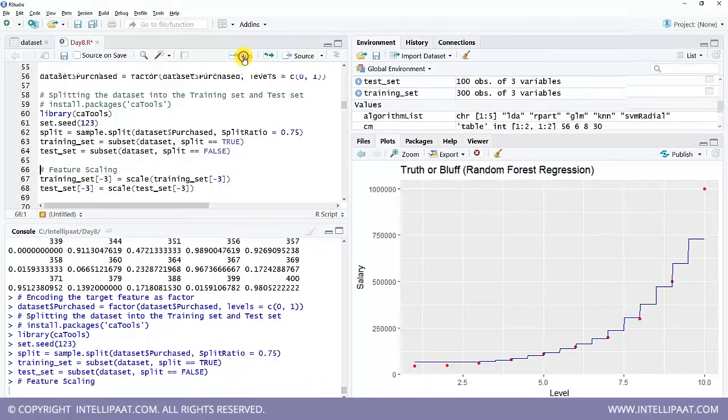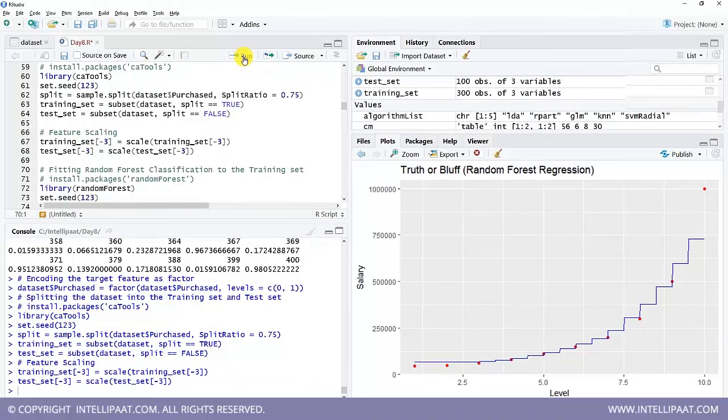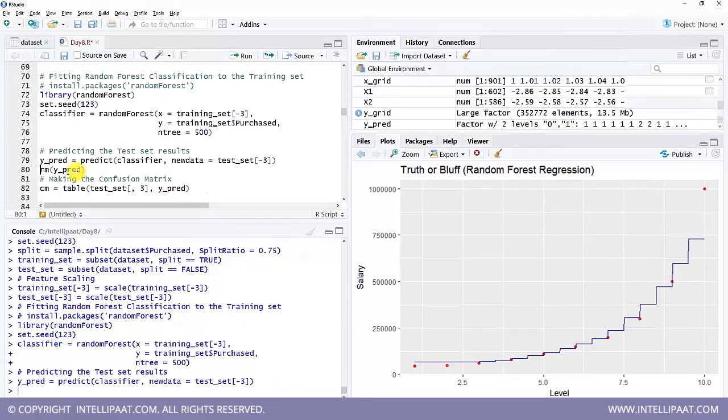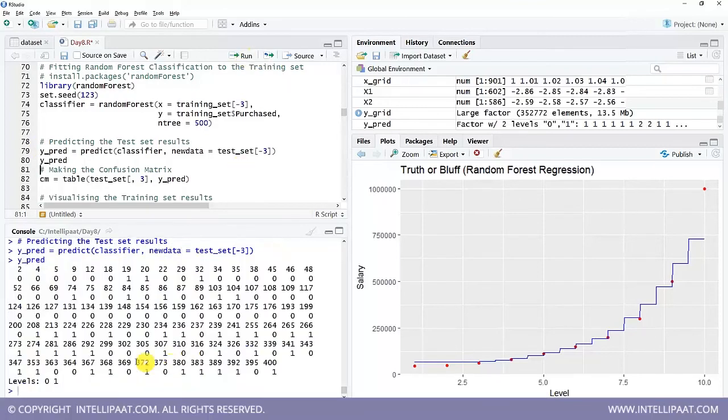Feature scaling we opt to do. Now we did a feature scaling and we also did a factor. Now we get the predictions for the test set. The second observation will not buy, fourth observation will not buy, fifth observation will not buy, only the 19th and 20th will buy, followed by 32nd and so on. Okay, this is the prediction data set.